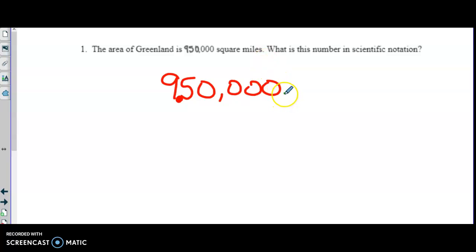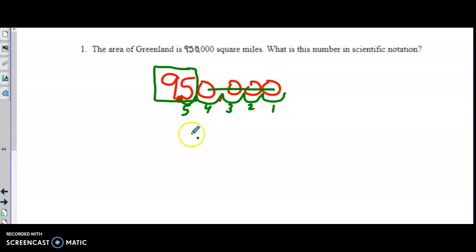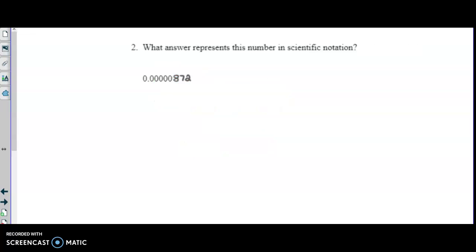So if I want to count the spaces, I would go 1, 2, 3, 4, 5. Each hump is its own space. 1, 2, 3, 4, 5. So I'm moving that decimal 5 places. So when I go to write my answer, I'm just going to take the number part and cross off the 0 part. So I'm going to write down 9.5 times 10. And we moved it 5 places, so it's to the 5th power, times 10 to the 5. That would be our answer in scientific notation.